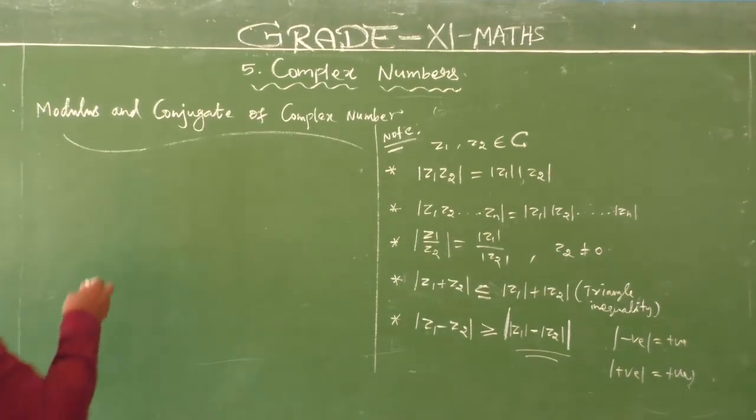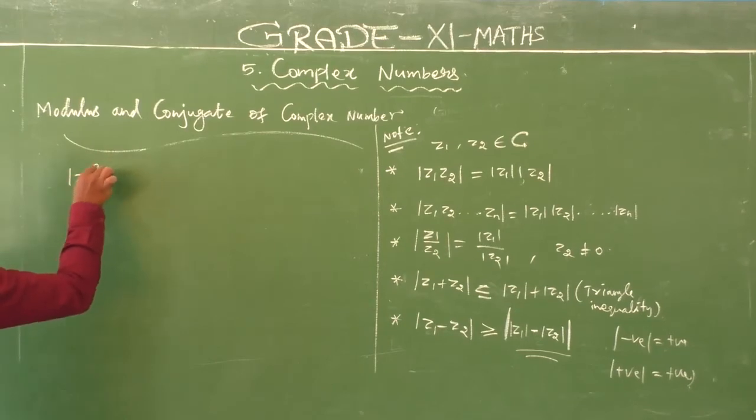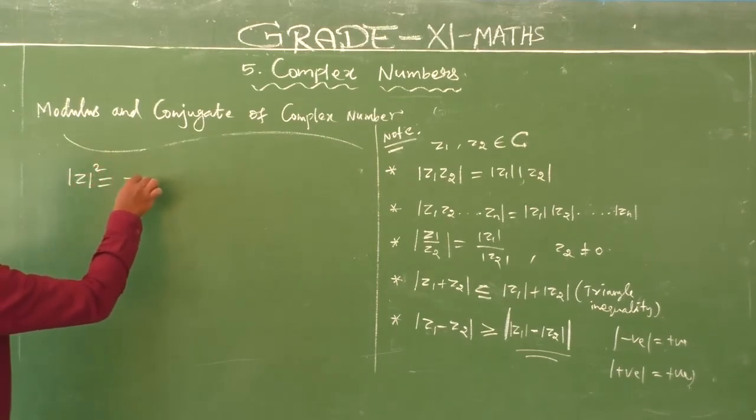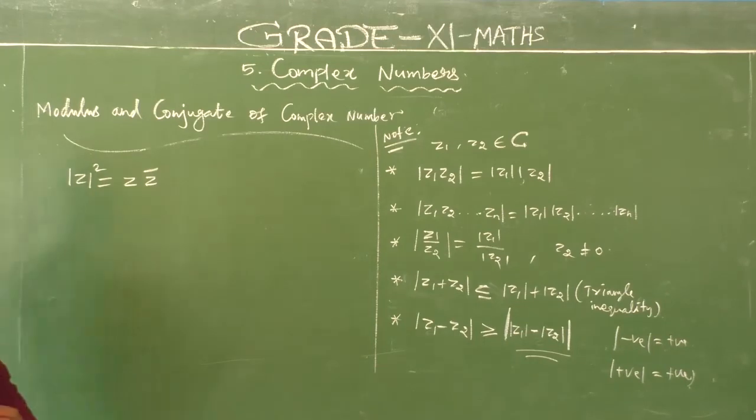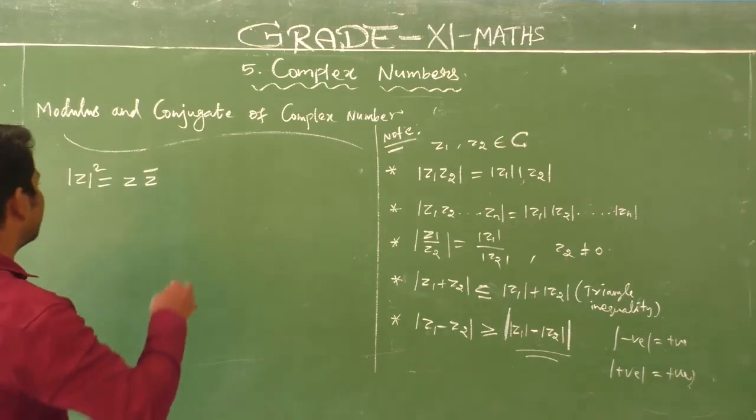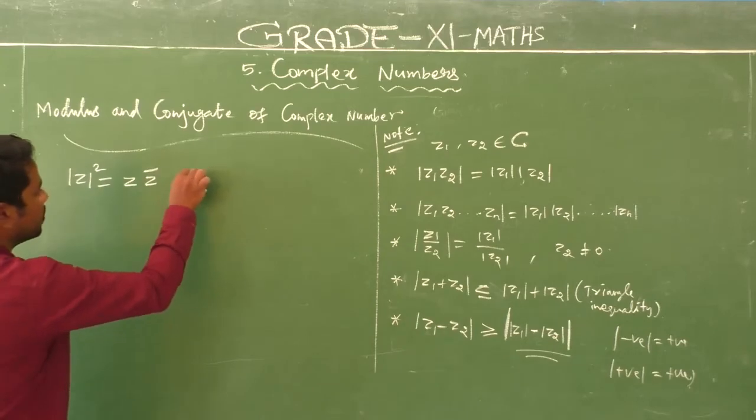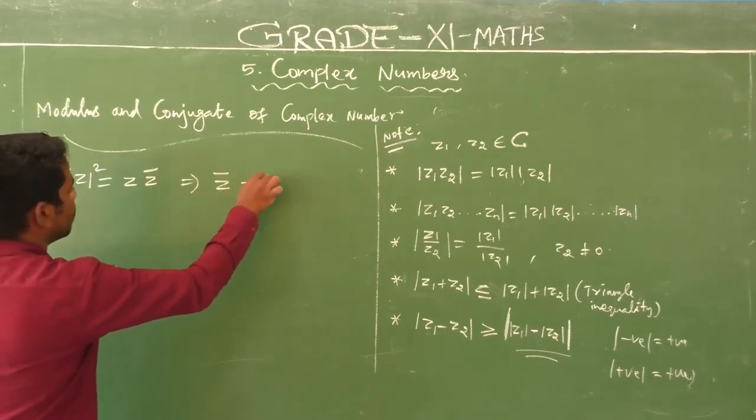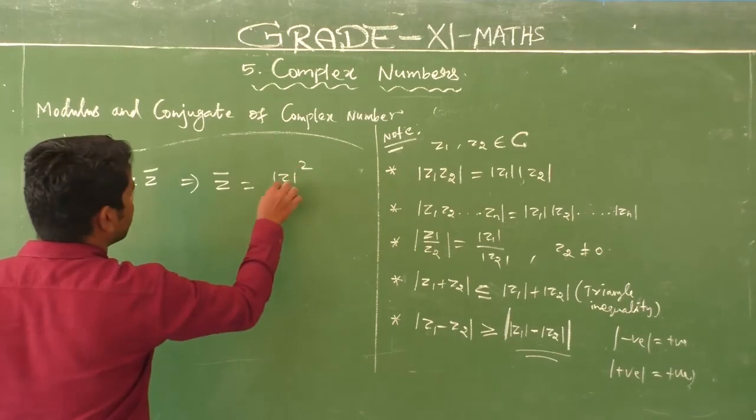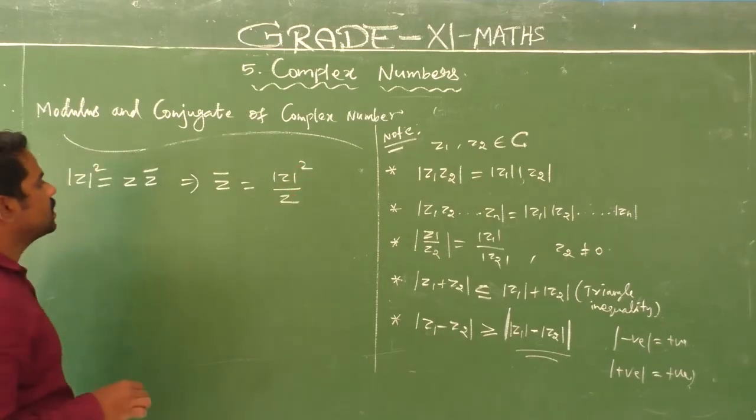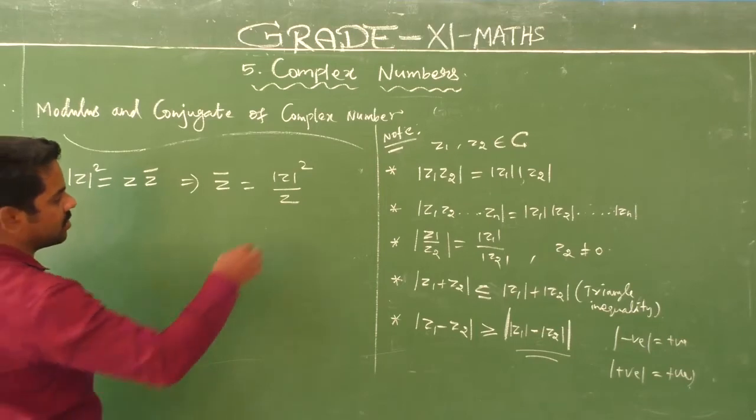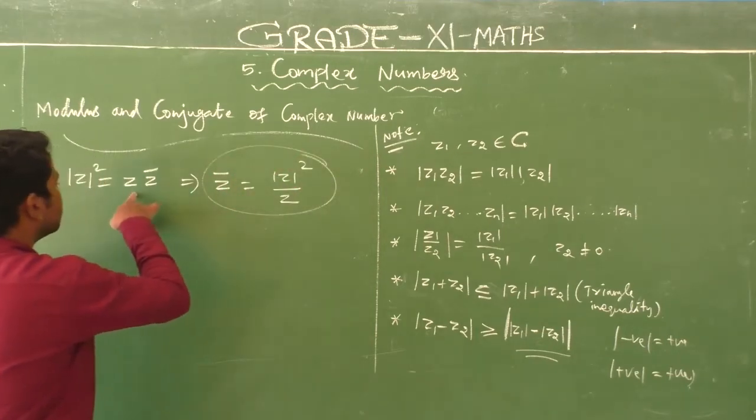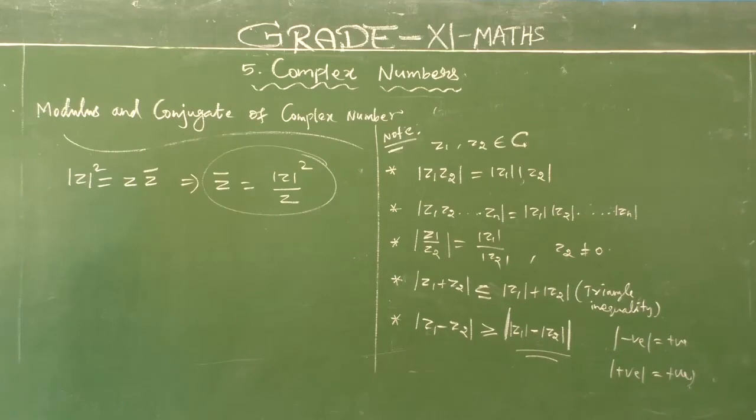Another modulus property: modulus of z square is written as z into z bar. This is very easy, which implies z bar equals modulus z square by z, or z equals modulus z square by z bar. This is one important property. And next, conjugate properties.